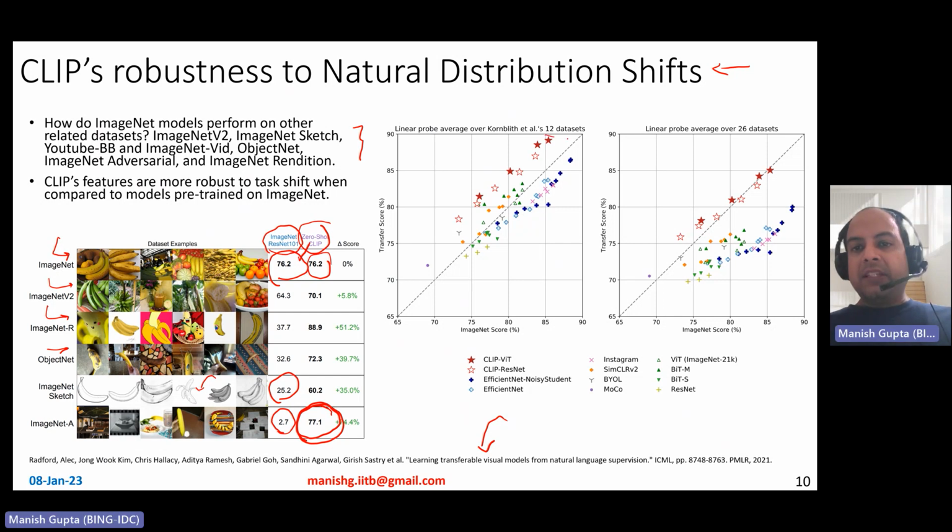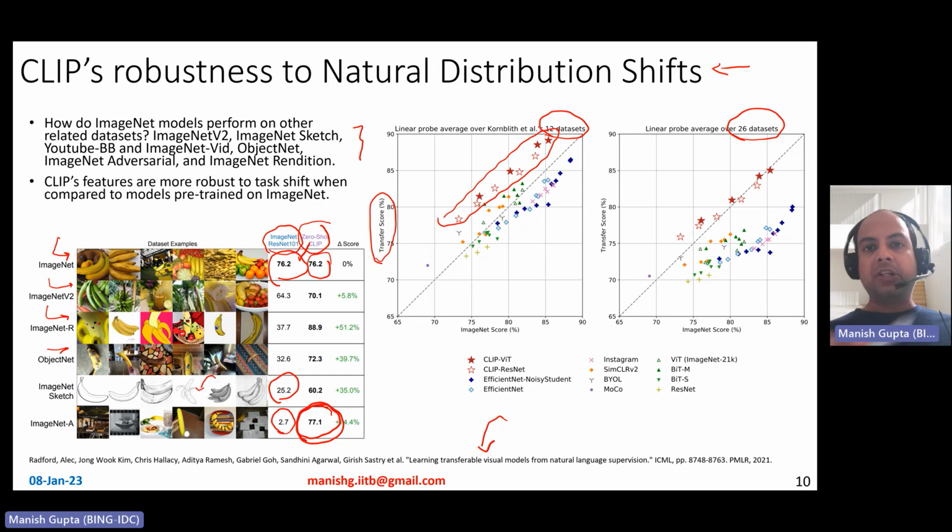A linear probe over the same benchmark of 12 and 26 datasets also shows that the CLIP models typically perform really nicely on average across these other datasets, compared to all other models which perform really nicely on ImageNet but perform worse on these other datasets.